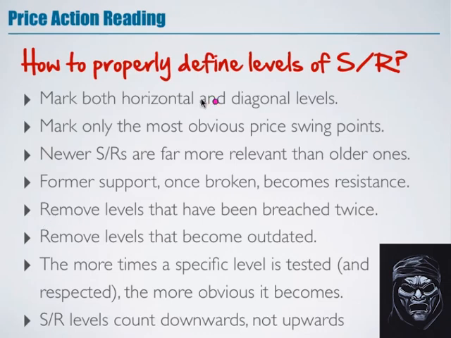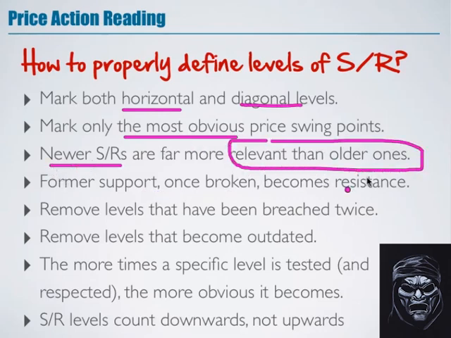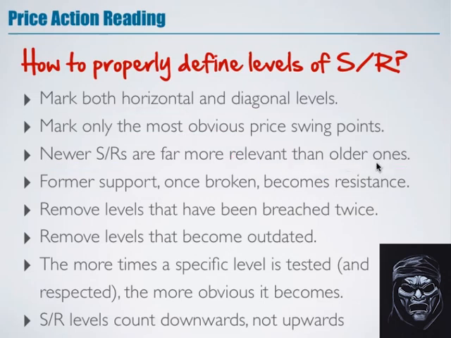All right, remember, guys, mark both horizontal and diagonal levels. Mark only the 2 or 3 most obvious levels per chart and per time frame, no more than 2 or 3. The newer levels of support and resistance are always more relevant than the old ones. The old ones become outdated rather quickly. Remember, short memory span by the markets. Moreover, the concept of former support once broken becomes a resistance. Very important. Therefore, even if price breaks a price level once, you should not delete that line. You should remove that line only after the level has been breached twice, or after the level has become outdated.